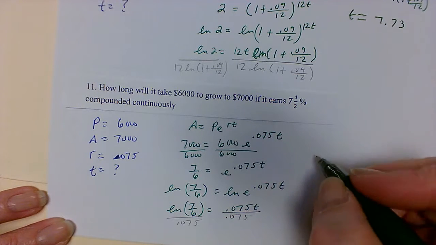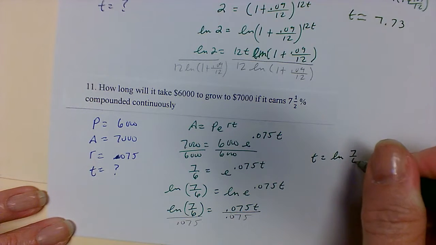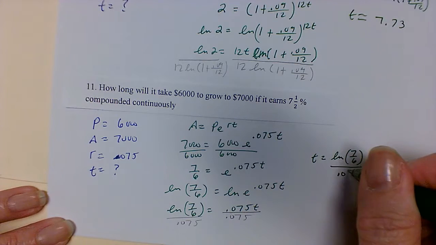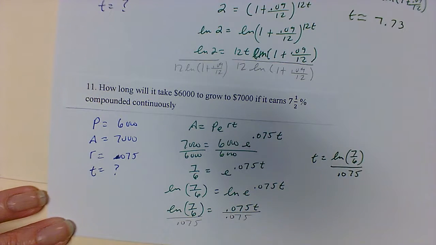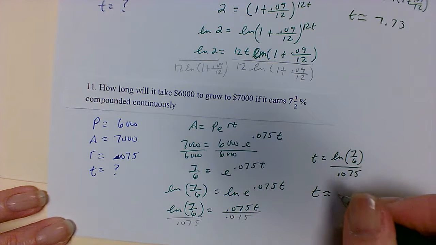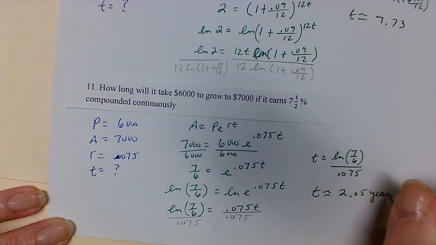So our t is equal to the ln of 7 over 6 divided by 0.075. When we plug that into our calculator, our t is going to be equal to approximately 2.05 years.